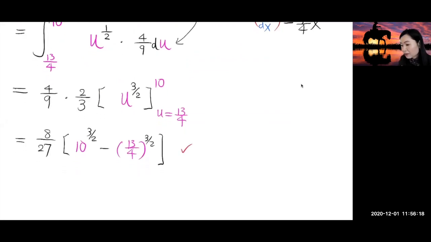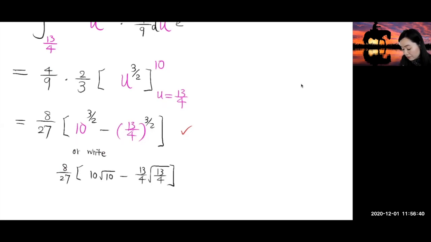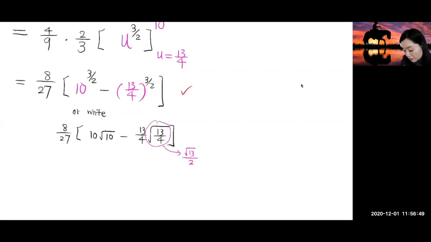Sometimes the book writes it the other way. Another way to write this is 8 over 27 times 10 square root of 10 minus 13 over 4 times the square root of 13 over 4. And then you can further simplify this. This part over here is square root of 13 over 2. So you write this as 8 over 27.